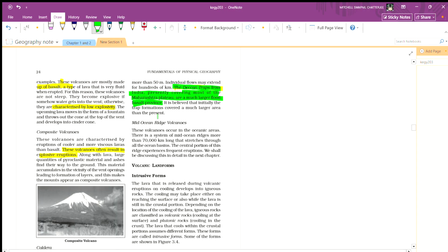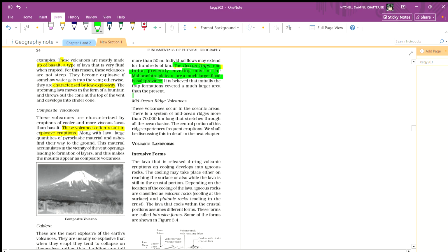Okay, and now the last one is mid-ocean ridge volcanoes. These volcanoes occur in oceanic areas. There is a system of mid-ocean ridges more than 70,000 kilometers long that stretches through all ocean basins. The central portion of this ridge experiences frequent eruption. We shall discuss this in the next chapter.